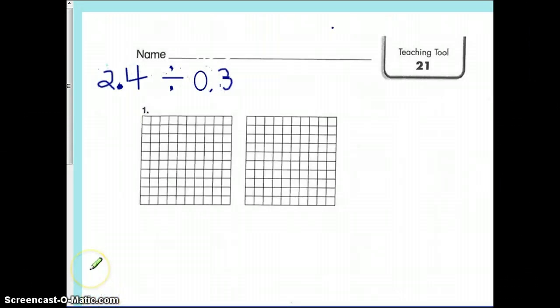Now, if you'll go to Teaching Tool 21 and go to number 2, I would like you to shade in 2 and 4 tenths. So that means you're going to be shading 2 full boxes, and this is 4/10, but if I put a 0 there, it'd be 40 hundredths, so 4 more rows of a third one. So 2 whole things and 4 rows that look like that. So go ahead and shade those in and pause.